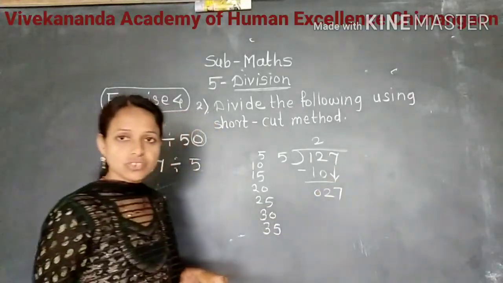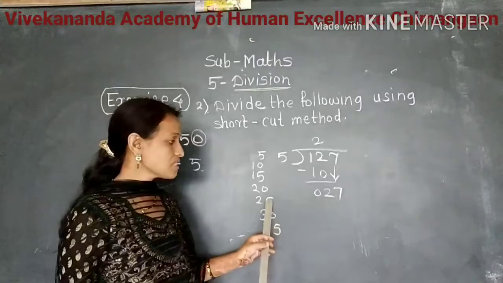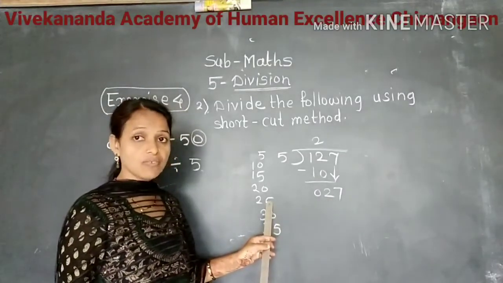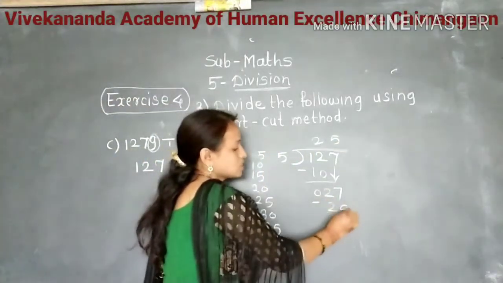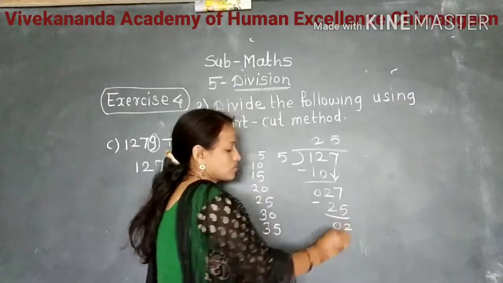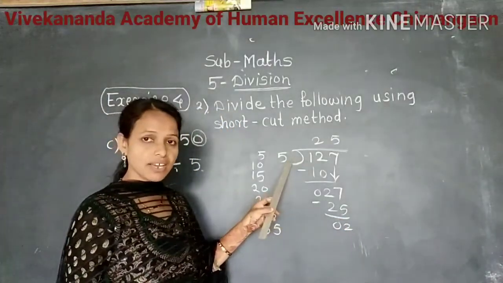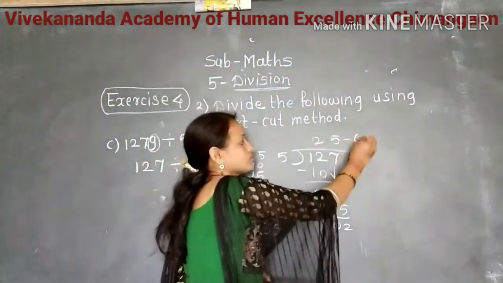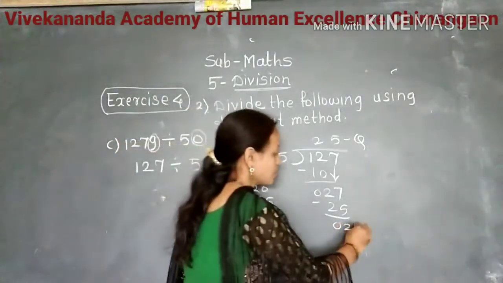The next digit is 7. We take it down: 27. 27 is also not a multiple of 5, so take the multiple less than 27, which is 25. 5 fives are 25. In this way, by dividing 127 by 5, we get the answer 25. 25 is the quotient, and the leftover number is 2, so 2 is the remainder.